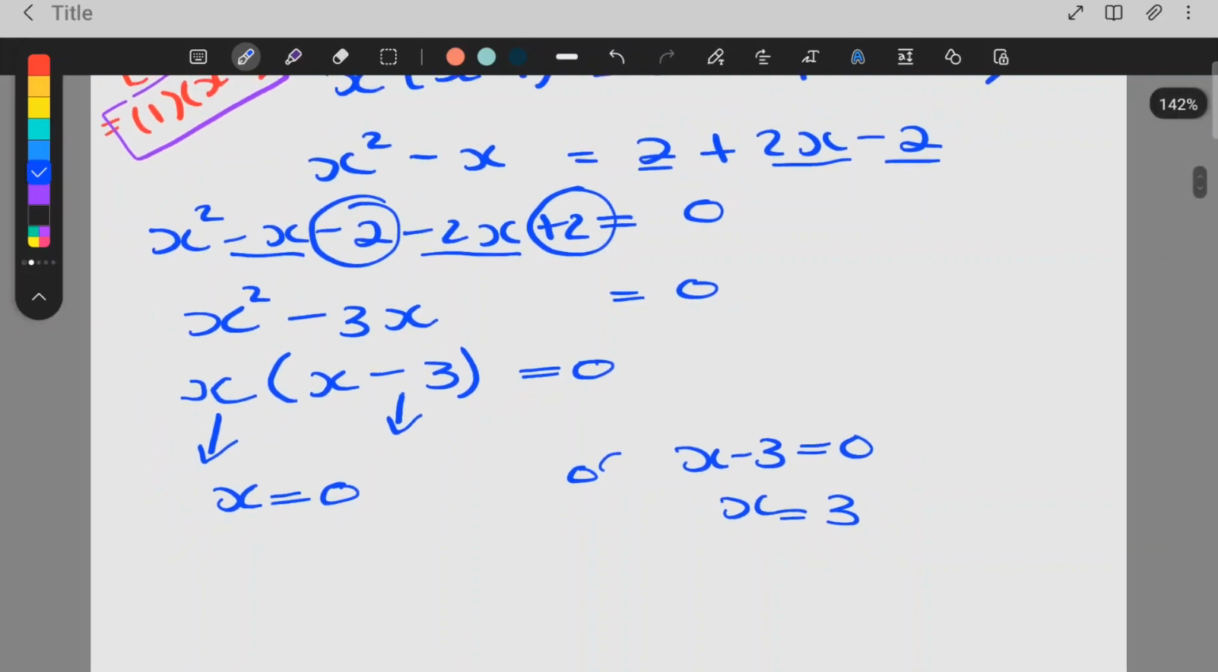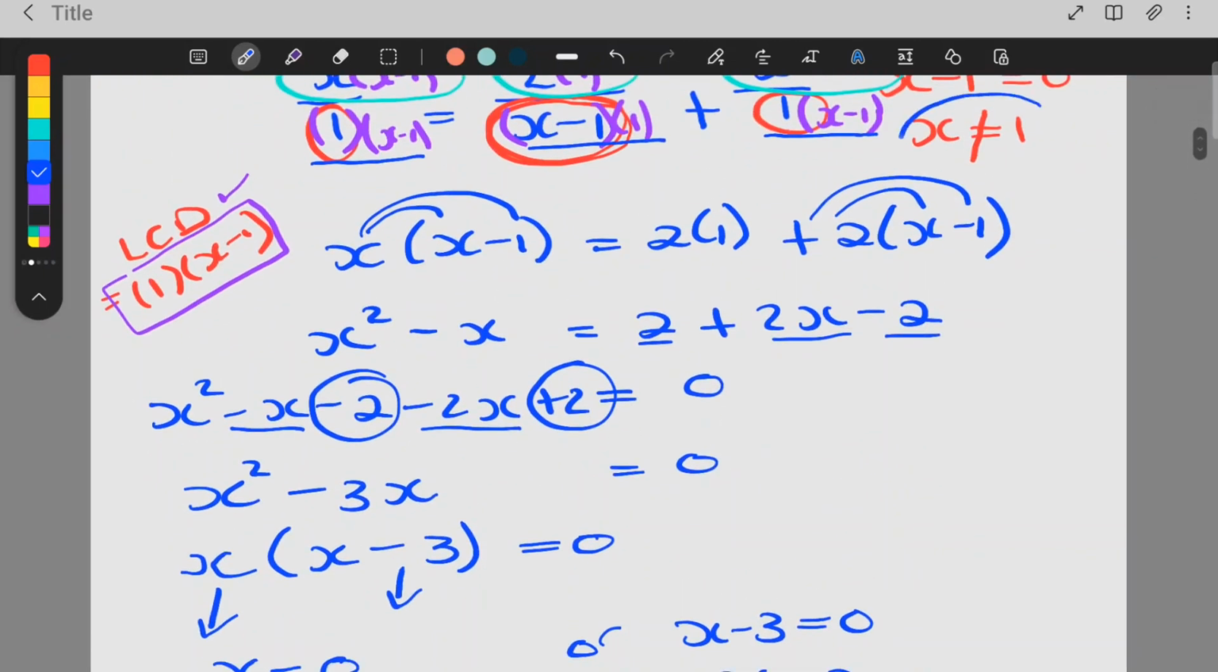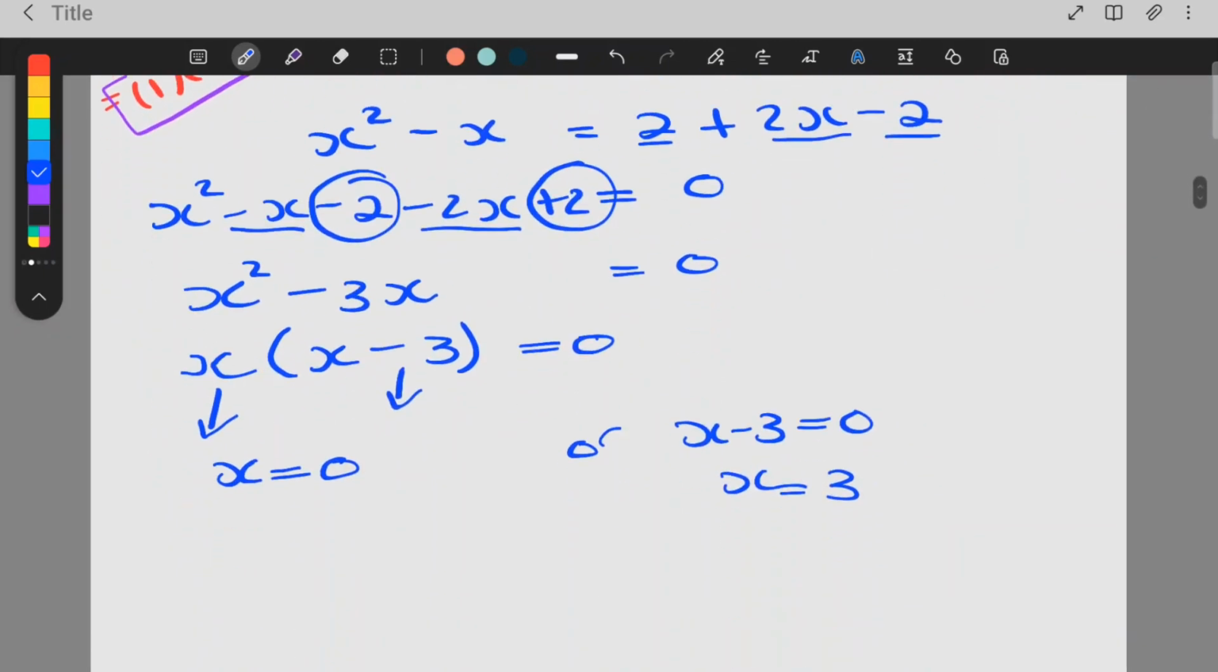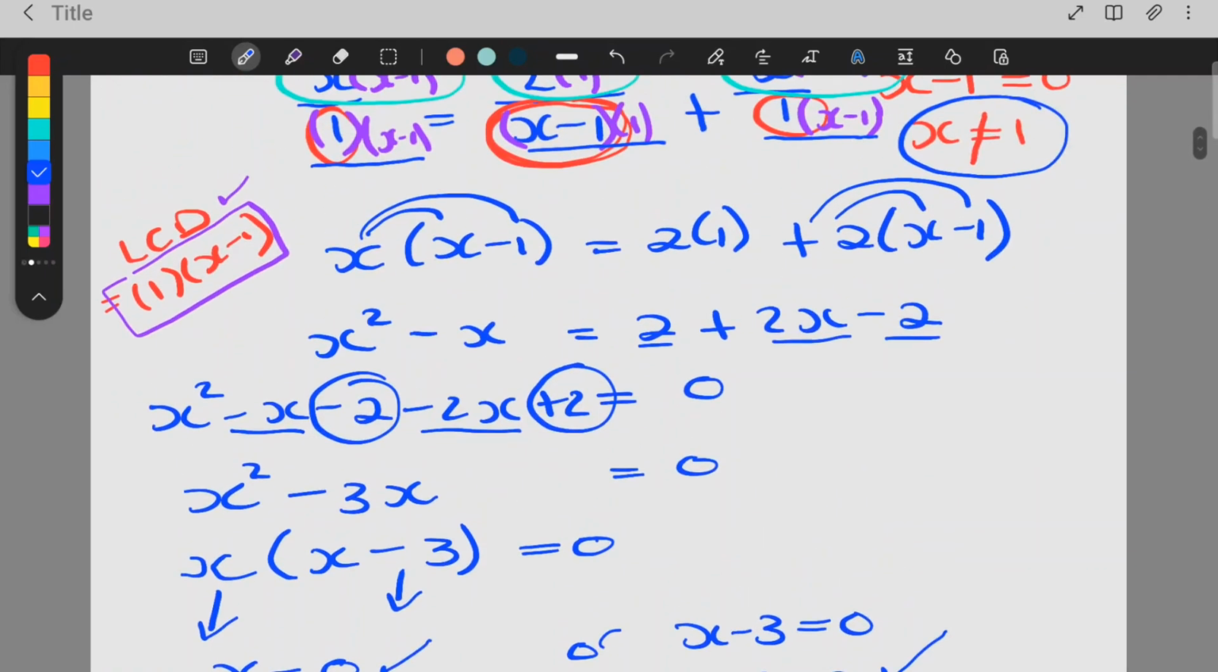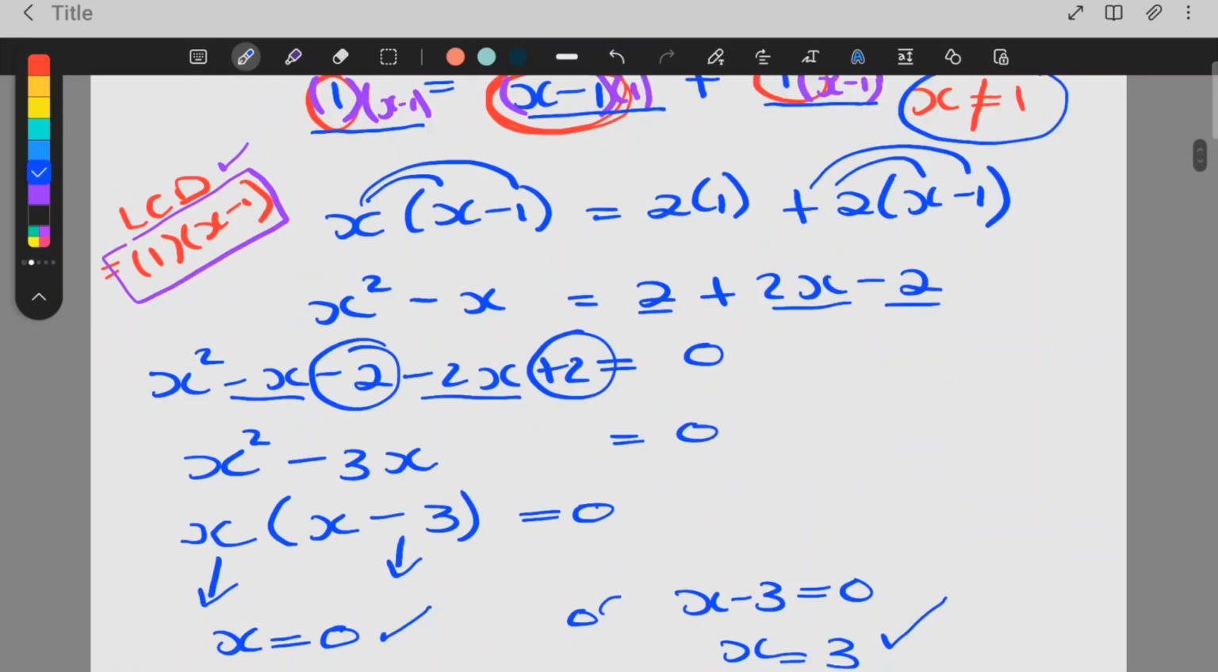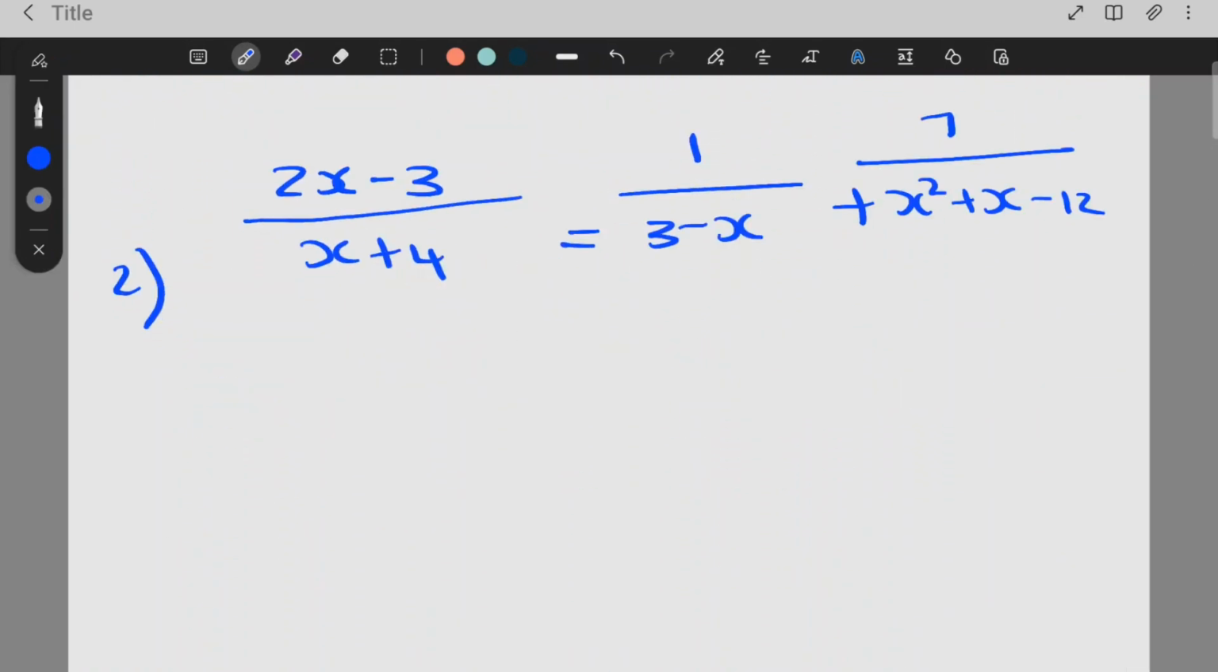As you can see, grade 10s, my restriction is just that x cannot be 1. And 1 wasn't one of my answers. So this can be an answer and that can be an answer. And that's how you do an equation with a fraction.